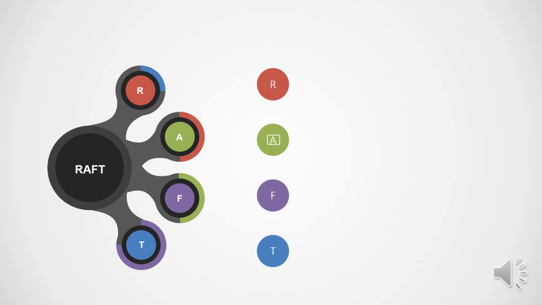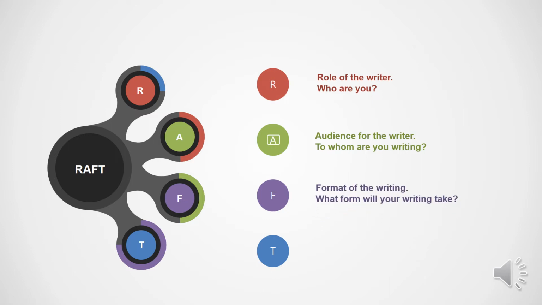Let us now discuss the instructional strategy that focuses on before and during writing activity. It is known as RAFT. R-A-F-T. R stands for role of the writer, or who are you in the writing. A stands for audience for the writer, or to whom are you writing. F stands for format of the writing, or what form will your writing take. And T stands for topic, or what are you writing about.